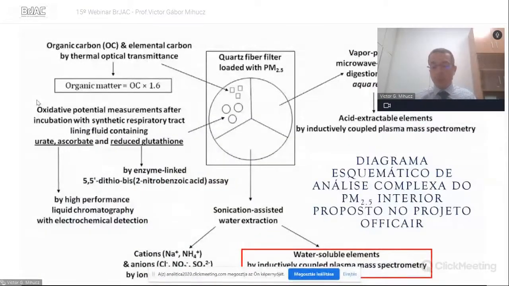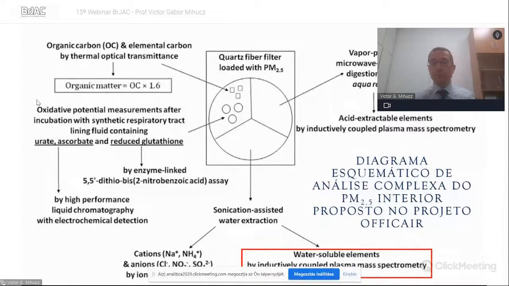So, and then what was missing? What was missing in this approach was the water soluble fraction. So we said that not all the elements which are dissolved or solubilized by microwave assisted aqua regia digestion will also penetrate into the lung. So it would have been nice to go further on to develop a method including wet chemical analysis.